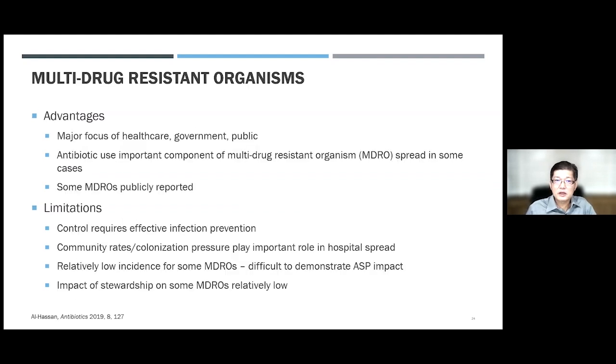The next metric is the MDR pathogens. The advantage of MDR pathogens is that they've gained a lot of attention in healthcare, government, and the public. And antibiotic use impacts MDR, as you may know, and some MDR are publicly reported in some countries as well. The limitation is that the control, similar to Clostridium difficile, requires infection control, and sometimes the rate of colonization in the community is fairly high as well. And also the impact of stewardship on some MDRO is relatively low. So you have to select appropriate MDR as a target for stewardship as well.